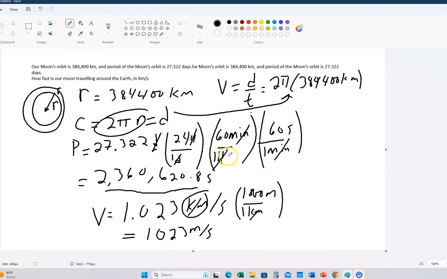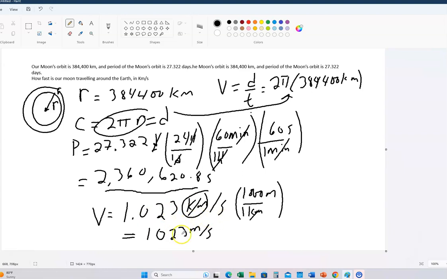The same thing goes with the next conversion. Remember, these are conversions. 1 hour is 60 minutes. 1 minute is 60 seconds. So you just take this number, 27.322, times 24 times 60 times 60, and you get this number here, a little more than 2,360,000 seconds. Then you take the distance you calculated, the circumference that it travels, and divide it by that time, and you get the answer in kilometers per second. It turns out to be a little more than 1 kilometer per second. That's how fast the moon is moving.